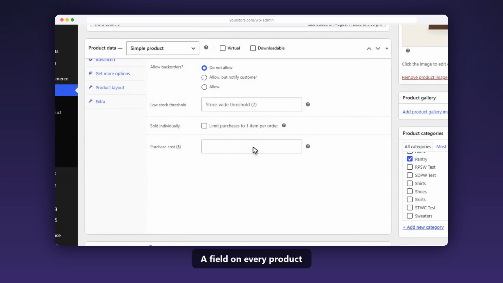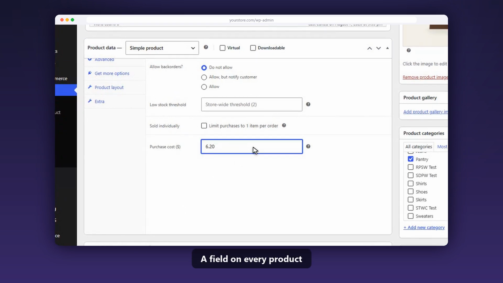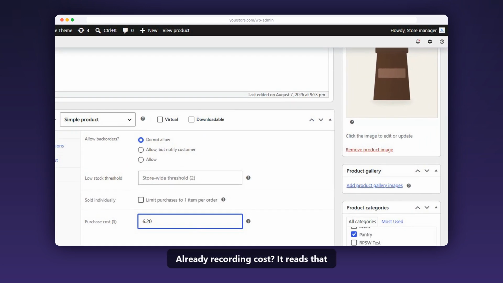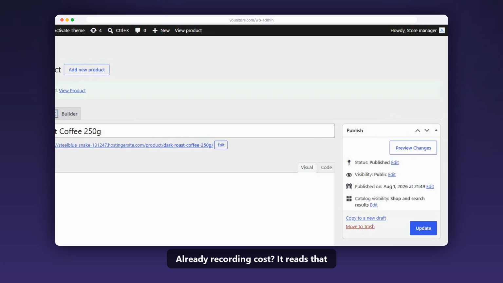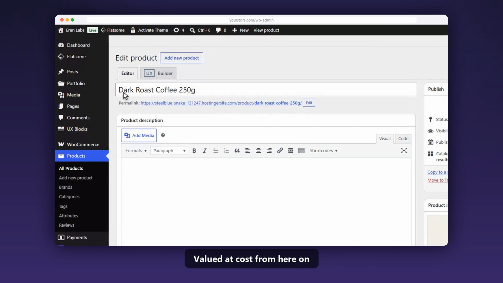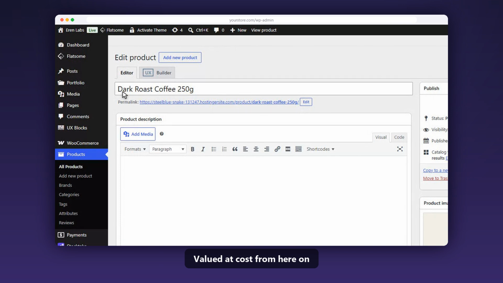It adds a field to every product in the inventory tab. Type what you pay your supplier. If you already record cost elsewhere, WooCommerce's own field or a plugin, it reads that instead. Saved. That product is now valued at cost everywhere the report shows money.